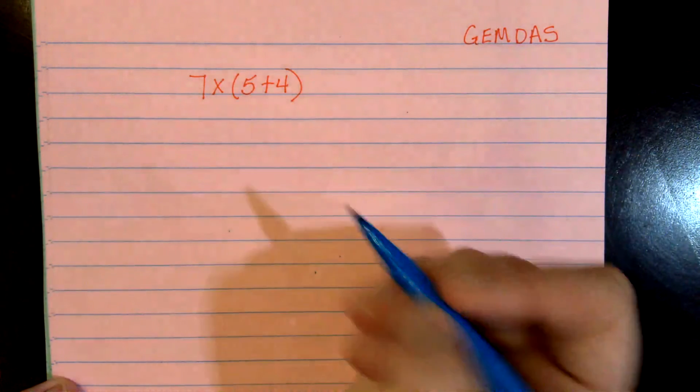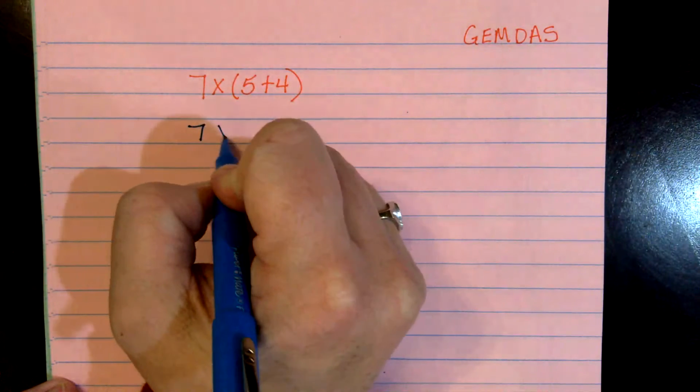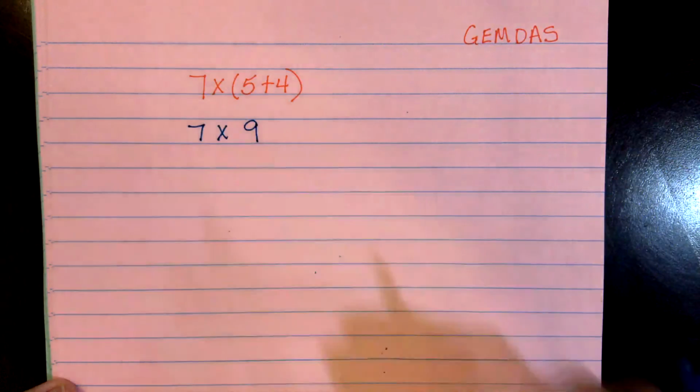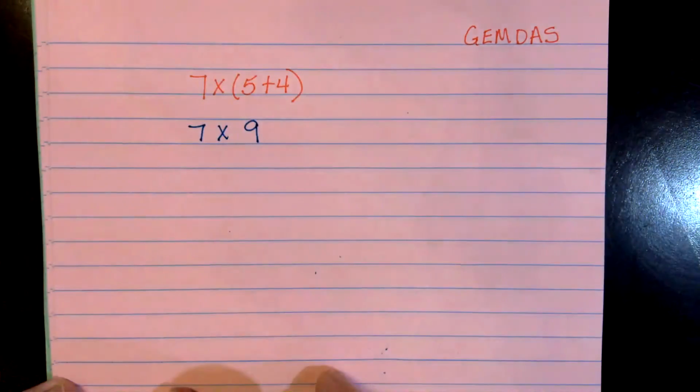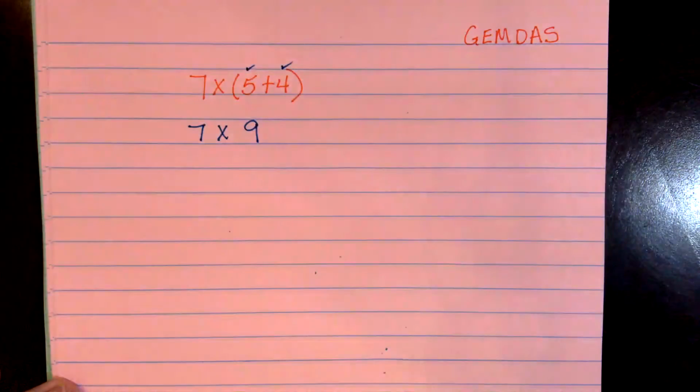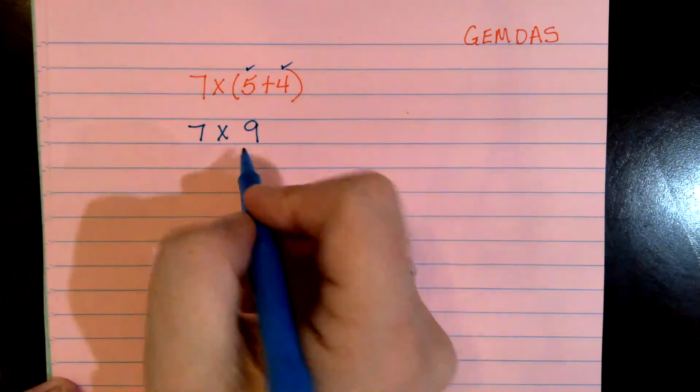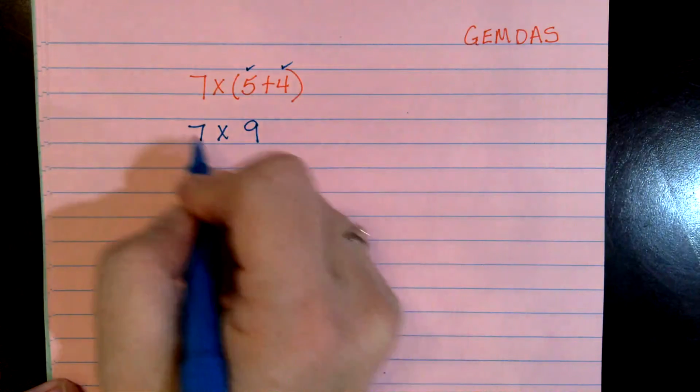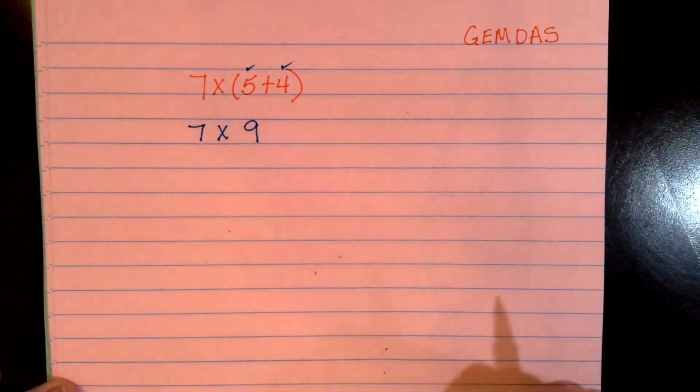5 plus 4 is 9. So we're going to write this as 7 times 9. Notice that as I work, I'm working vertically. So this shows me I've dealt with the 5 and the 4 already. Okay, 5 plus 4 is 9. I move that down and I move my 7 times down.